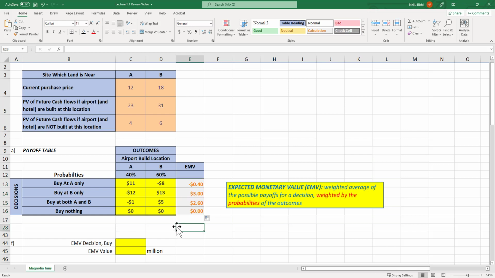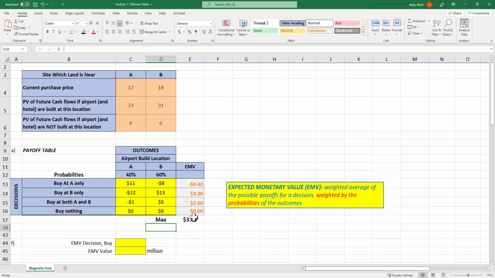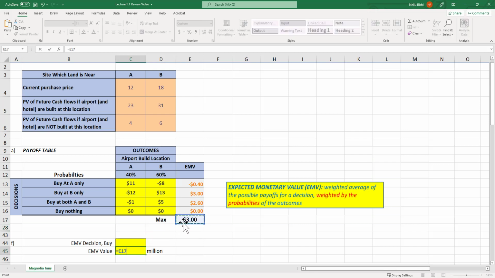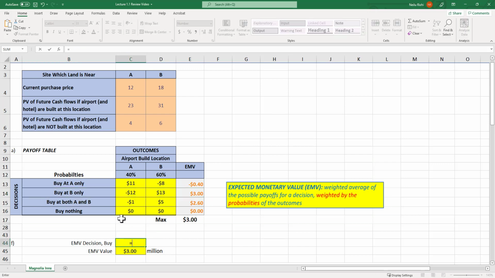Now to determine the optimal decision, what I want is the highest EMV. So I'm going to find the max of those EMVs. That will give me the highest EMV. And I get 3, or 3 million. So that is going to be my optimal EMV value, the highest EMV, and the decision I would want to make that corresponds to that, you see the EMV of 3 here, it goes back to buy at B only. So that is my optimal decision, which has an EMV of 3 million.